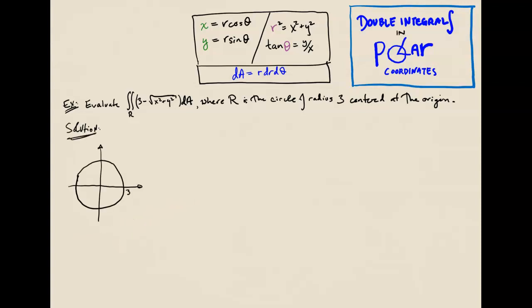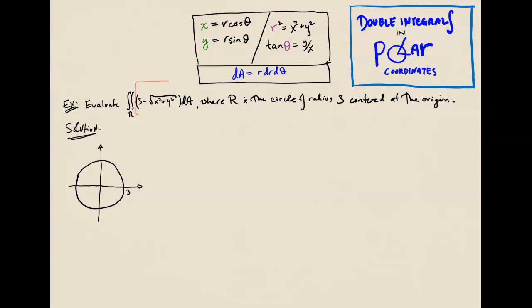Now, before we actually solve this, let's try to identify the features of this problem that would make us think of polar coordinates in the first place. To begin with, we're integrating over this circular region, and circles, especially those centered at the origin, positively cry out for polar coordinates.